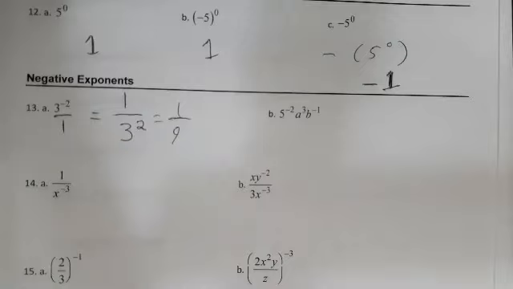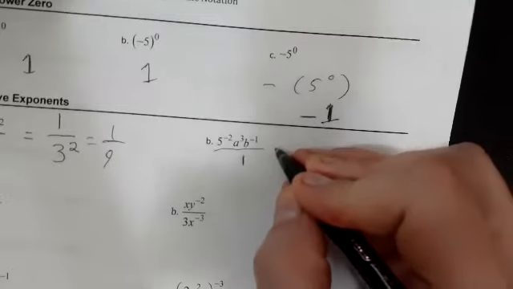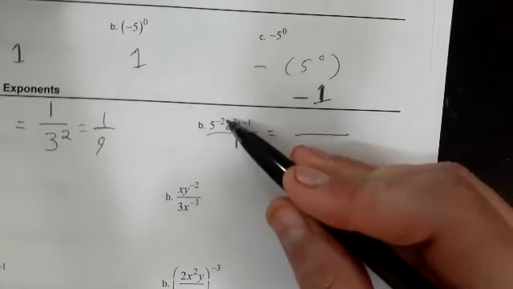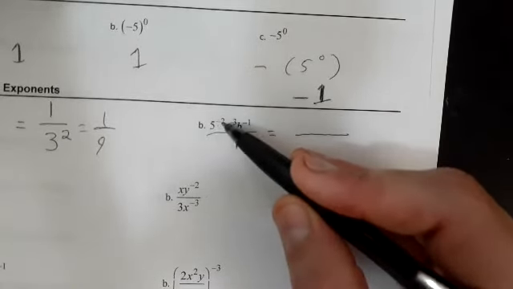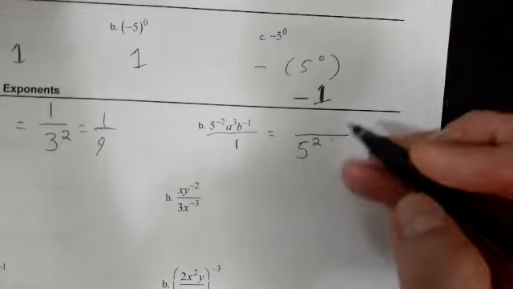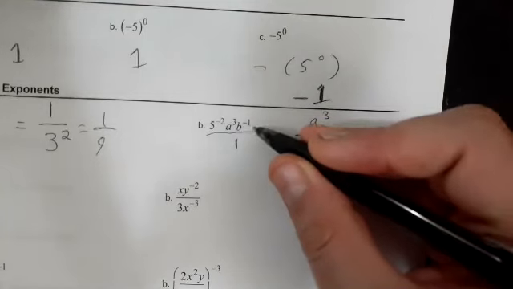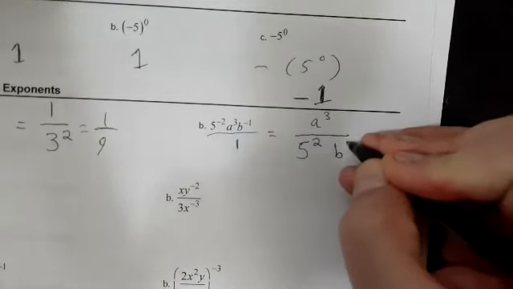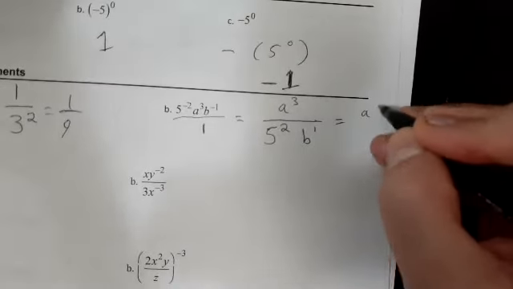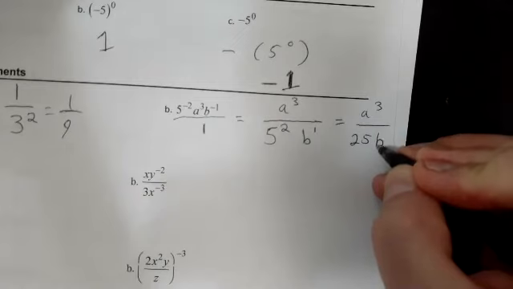That's part A. If I look at part B, I can look at this as being things that are positive are going to stay on top. Things that are negative are going to get flipped. So 5 to the -2 is going to get flipped to the bottom. Now this 2 is going to become positive. This a to the third is still on top. This b to the -1 is going to get flipped on bottom. And we're talking about b to the first power. So maybe a little bit of cleaning up I can do on this thing, but not a whole lot. This is 25, is 5 squared. B to the first, I can just write as b.